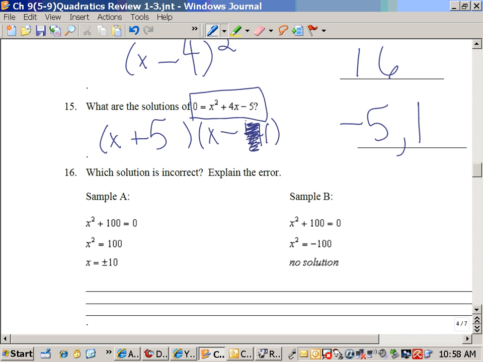Okay, 16. Which one is correct? B. When you move the 100 to the other side, it becomes negative. So A is not right, B is right, and you should write down that you have to subtract 100 from each side.